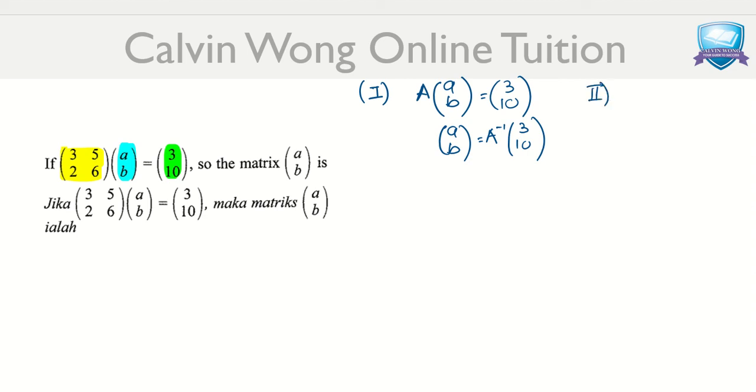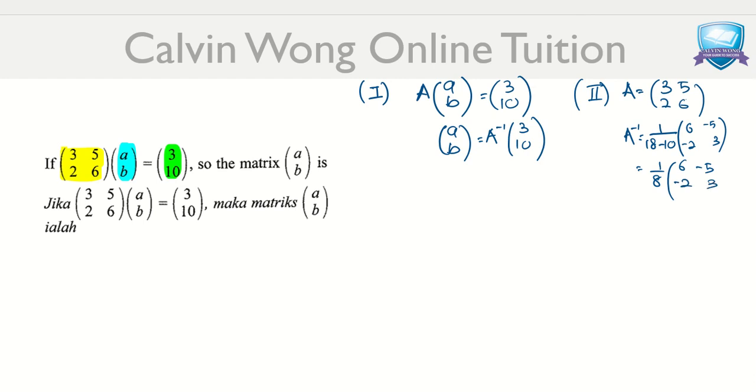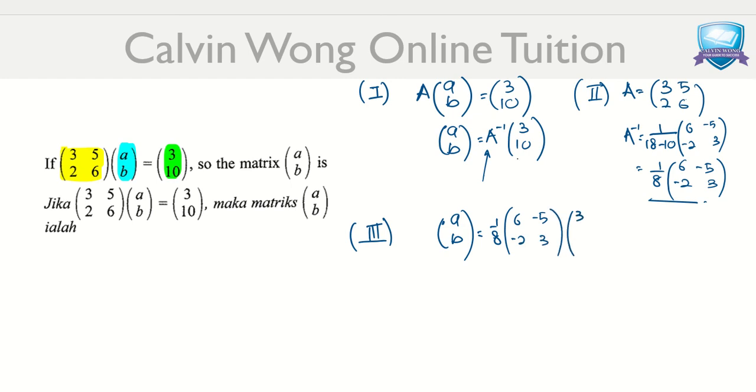Then let's continue with the second step. Second step is, if I have A equals 3, 5, 2, 6, alright, find the inverse. Oh, okay, easy. 1 over 18 minus 10. Change place, change sign. Alright, 1 over 8, 6, negative 5, negative 2, and 3. Now, the third step will be to find AB. What is the inverse? 1 over 8 times 6, negative 5, negative 2, 3, and multiply by 3, 10.